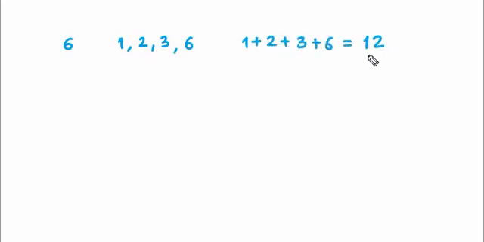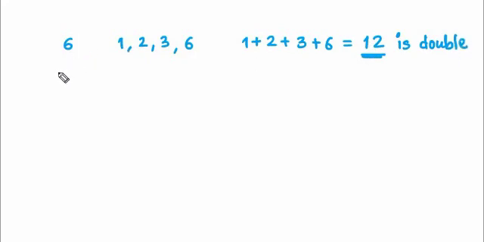Now let's talk about perfect number. This is not a category for pair of numbers. This is a singular number. Let's take a number 6. What are the factors of 6? Now, if I add these factors, I get 12, and 12 is double of 6.